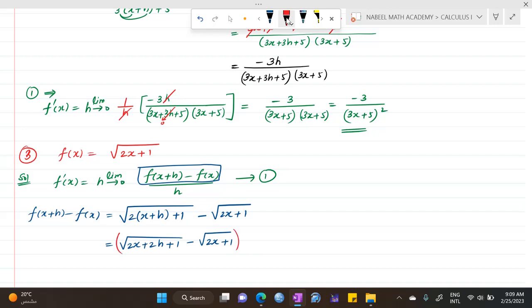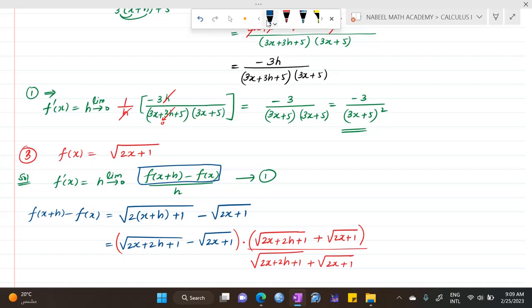Whenever you have this root, I have to multiply by the conjugate. So what is the conjugate here? Square root of 2x plus 2h plus 1 plus square root of 2x plus 1. To balance the equation, I have to multiply and divide by the conjugate. So this is plus. So I multiply the conjugate. Now here I have to go to the next step and simplify. So what is this one?